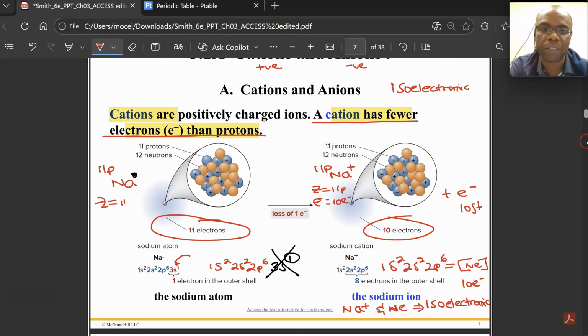That is formation of the cation. That's the formation of the cation Na+. You've seen me do this several times now.